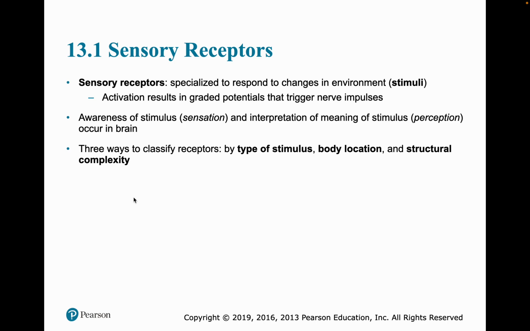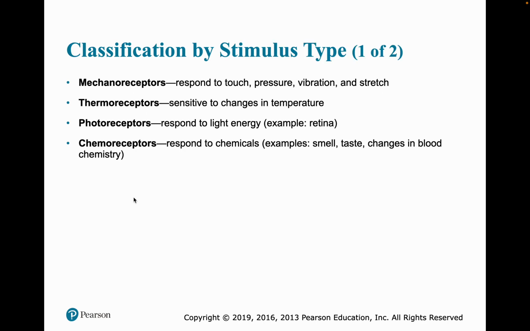But there are three ways we can classify receptors, either by the type of stimulus they respond to, their location in the body, or their structural complexity. So if we look first at stimulus type, we have mechanoreceptors that respond to mechanical changes, things like touch, pressure, vibration, and stretch. Thermoreceptors will be sensitive to changes in temperature. Photoreceptors respond to light energy. And chemoreceptors respond to chemicals that are dissolved, in most cases, in body fluids, things like taste, smell, as well as changes in blood chemistry.